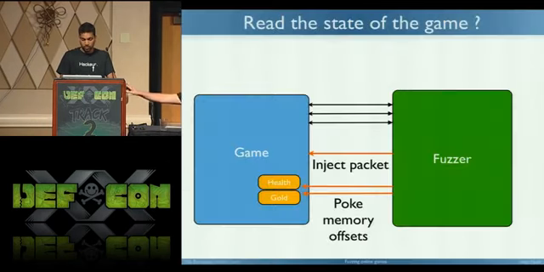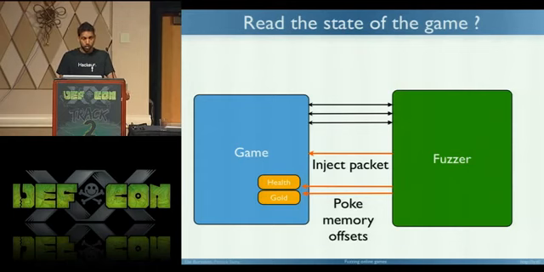To do that, we need to read the state of the game. We have a couple of ways to do that. The first one is to read the game memory. So we are going to inject a packet, and then we need to find the memory offsets of the potential value that is going to be affected. And this value will give us an idea of whether we succeeded in changing the state of the game.